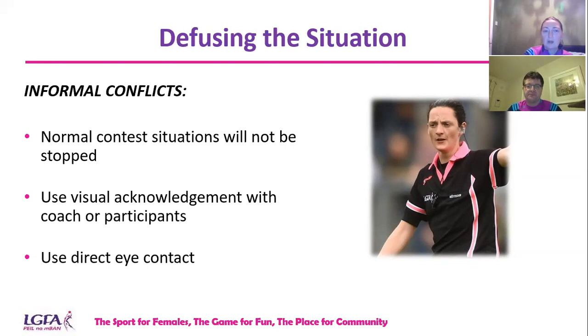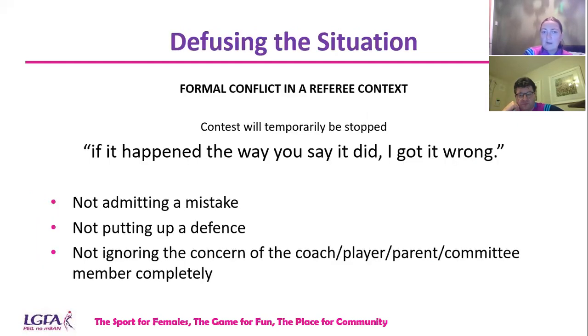Yeah. So our informal conflict, as I was saying, you're trying to diffuse the situation. Normal situations will not be stopped. Usually the game continues and you're doing it to the side. As Stephen said, a quick word, a quick chat as you run past. Use visual acknowledgements with coach or participants, and direct eye contact. That's the informal conflict. You're resolving it there and then with maybe words and movement.